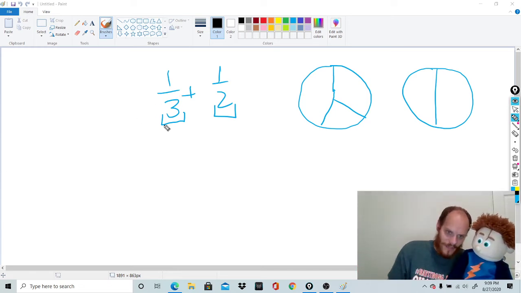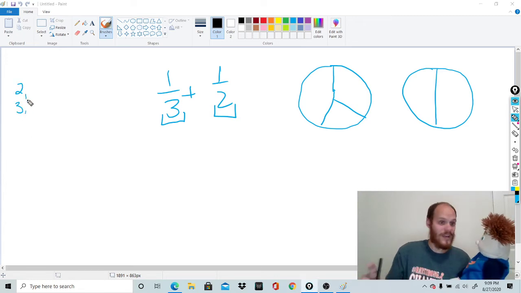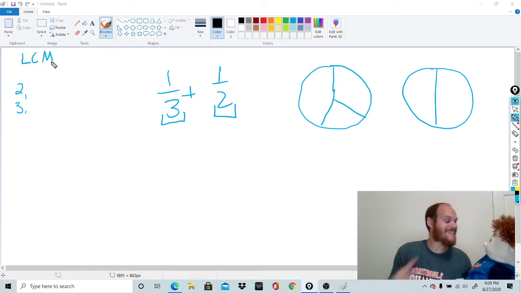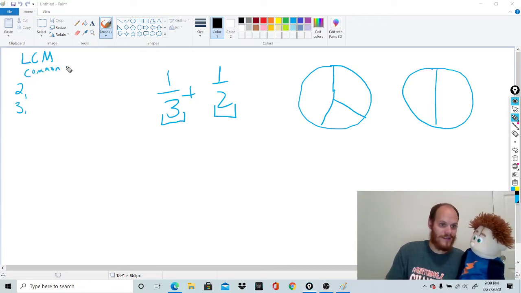So what I'm going to do is I'm going to take this number and this number, the 2 and the 3, and I always bring them over here to the side, and I put them vertically like this. And what I'm actually going to find is the LCM, or the least common multiple. Okay, another thing you might hear is you're looking for a common denominator.